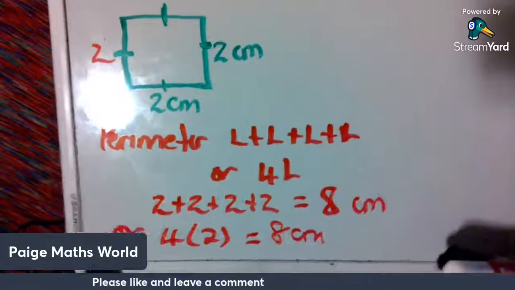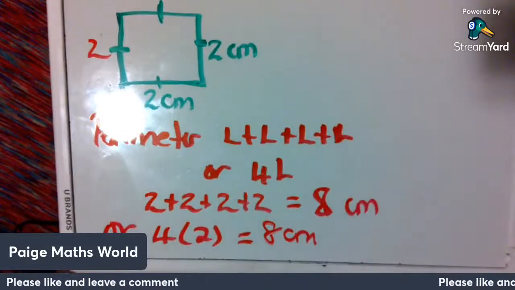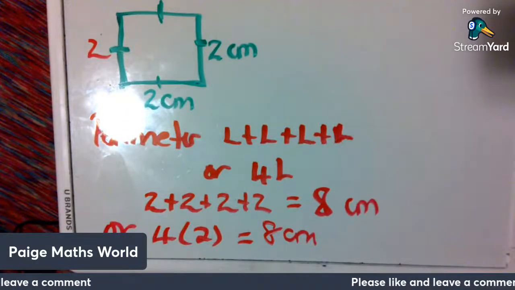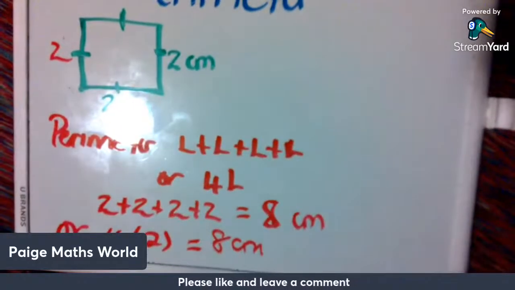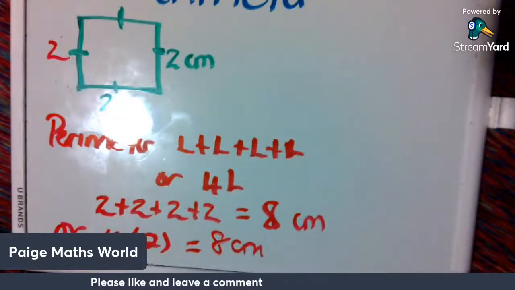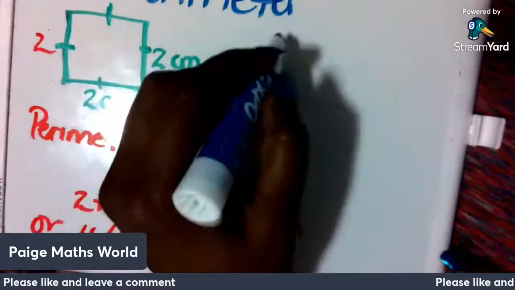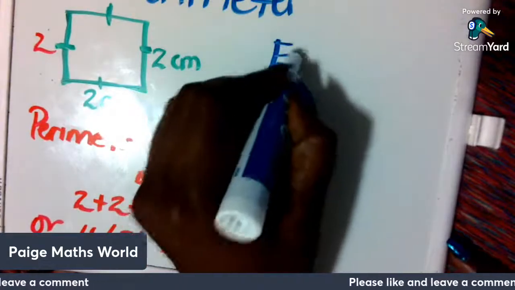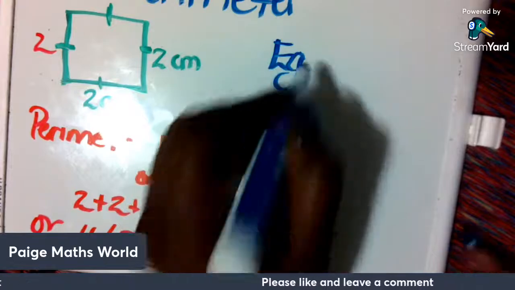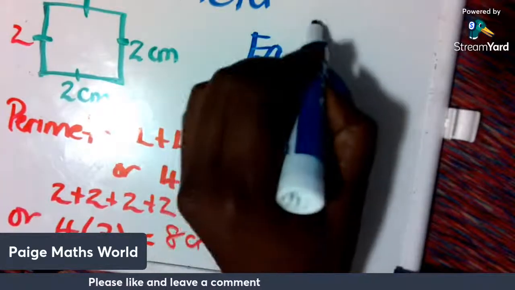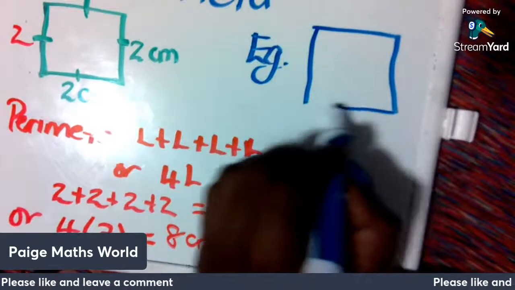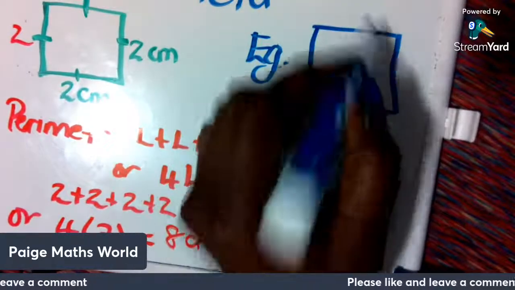All right, so we understand how to find the perimeter of a square, right? Now, I'm going to give you one to try. Normally, whenever I do an example, I give one to do, and then we move to something else. So here's your example. I'm going to give you a square, because I've not done the rectangle yet.